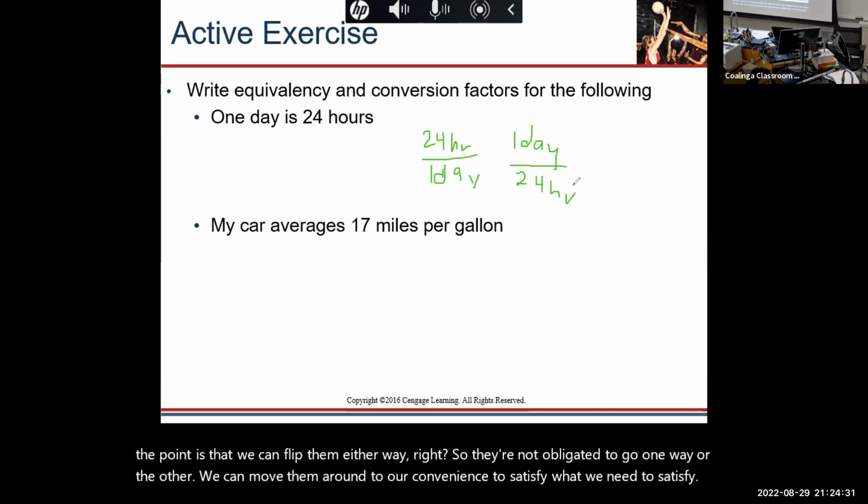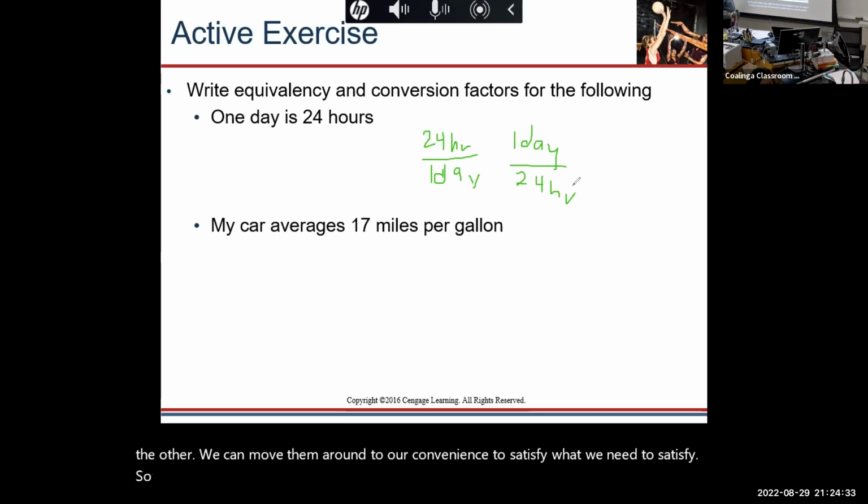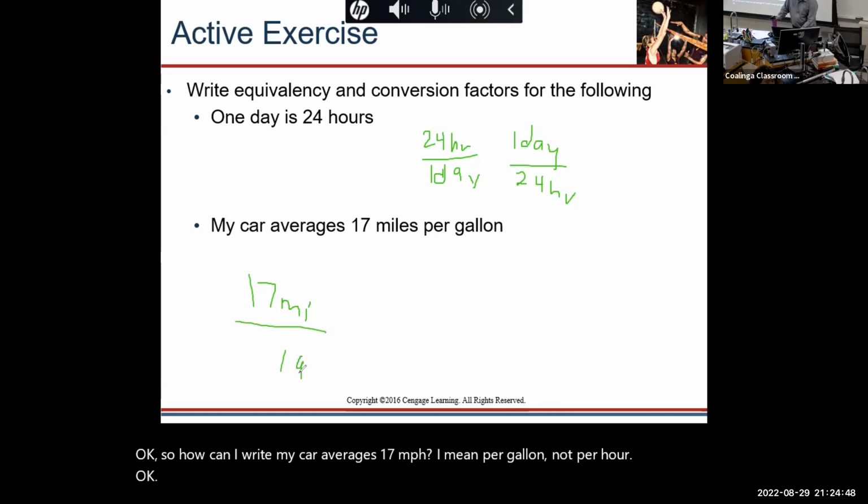Okay, so how can I write my car averages 17 miles per gallon? I mean, per gallon, not per hour. So 17 miles per 1 gallon.